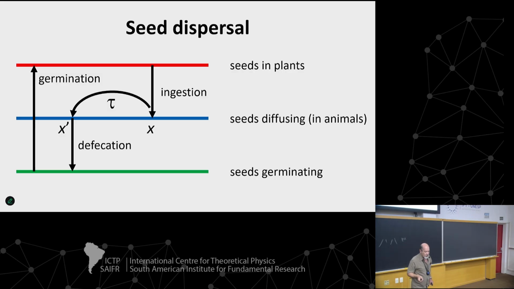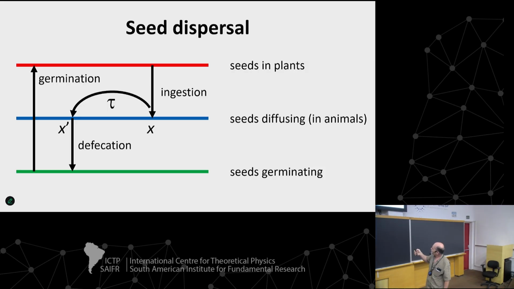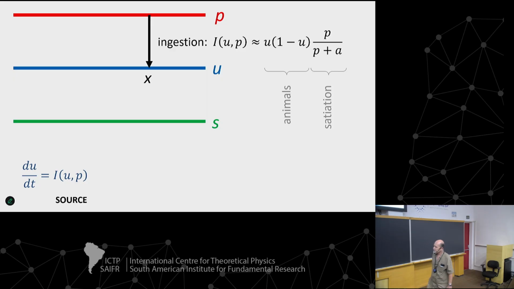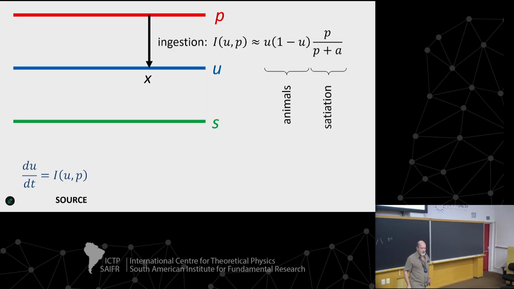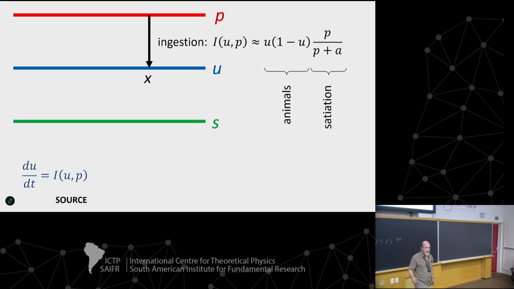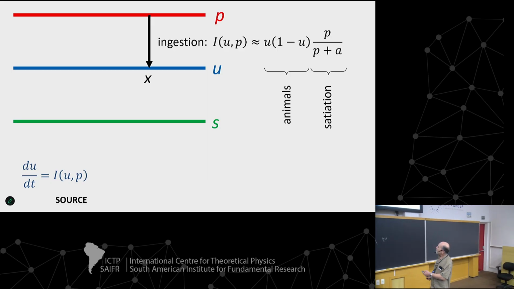How do we model the dynamics of these three populations and their transitions? We have a transition of seeds in plants to seeds inside the animals that move and get deposited and become part of the substrate and eventually germinate. So these are the interactions that we are trying to model. So let us focus on the blue ones, the seeds that move, the moving seeds. Their source is ingestion by the animals.